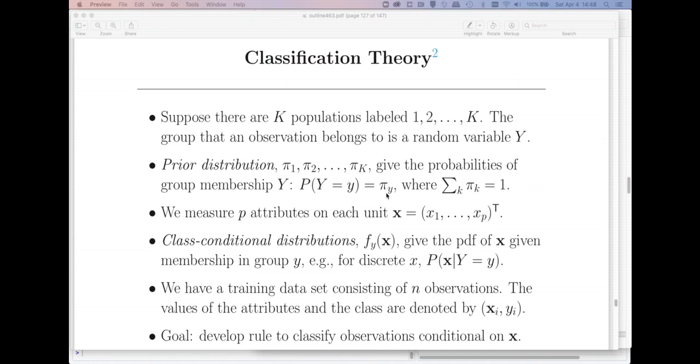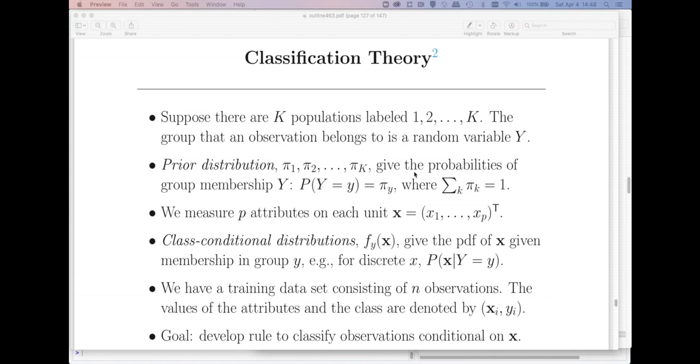Now, these K groups are mutually exclusive and collectively exhaustive. So what that means is every person has to be part of one of these K groups. And therefore, the sum of these probabilities must be 1. Another way to say this is if I draw somebody, they have to be a member of one of the groups. They cannot be a member of some group outside of my K groups.